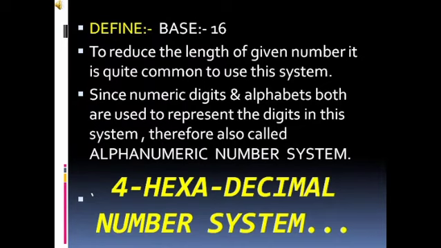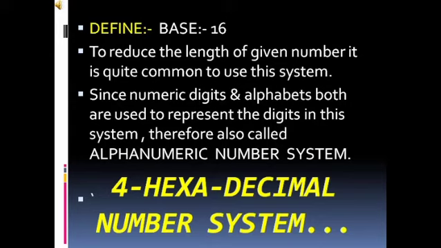Lastly, we have the hexadecimal number system. Hexa means 6 and decimal is your 10. So it is a combination of hexa and decimal number systems. That is why it has a base 16. But what is the advantage of using this system? To reduce the length of the given number. It is quite common to use this system, and it is also known as the alphanumeric number system.